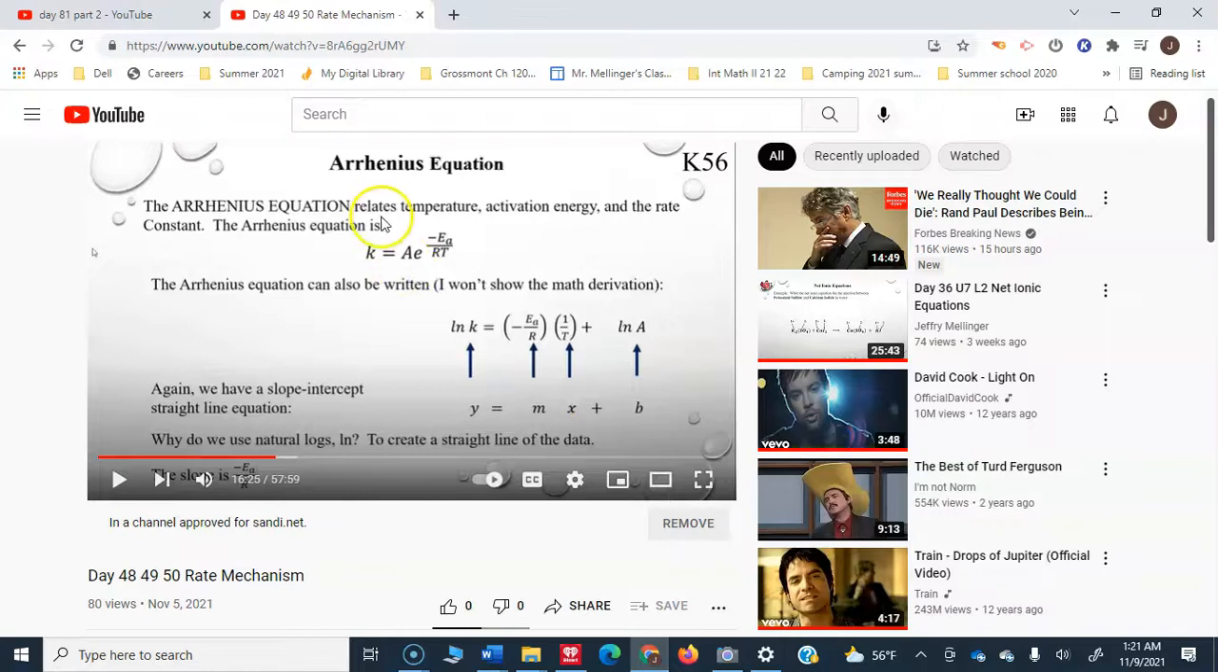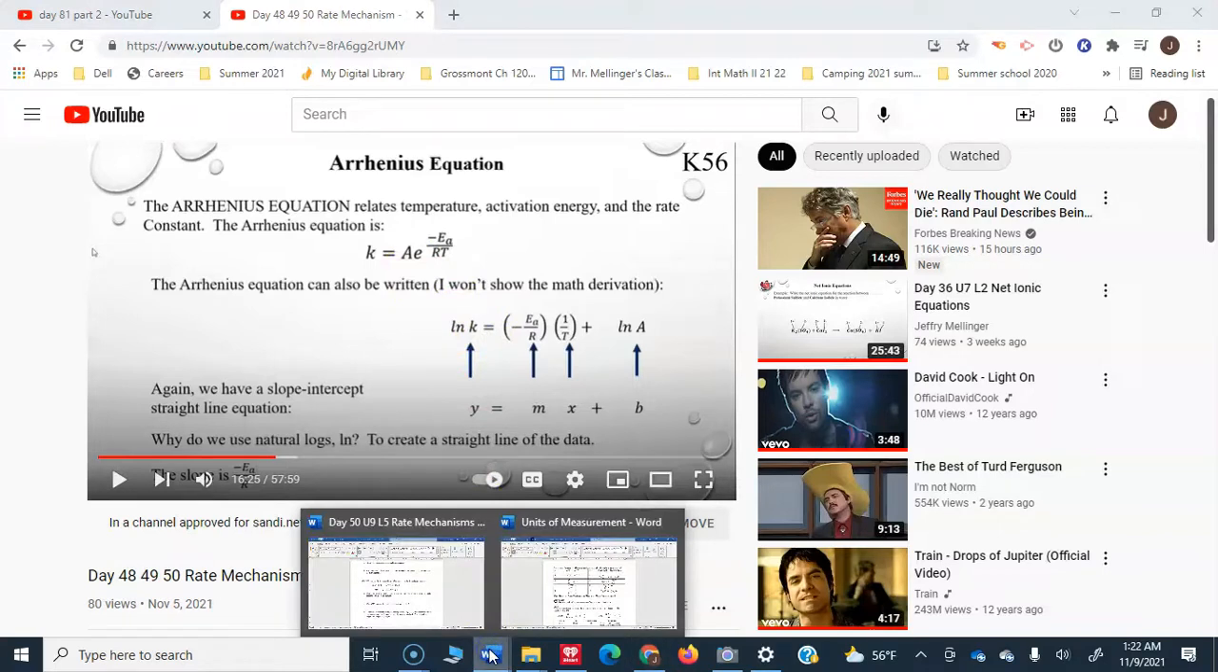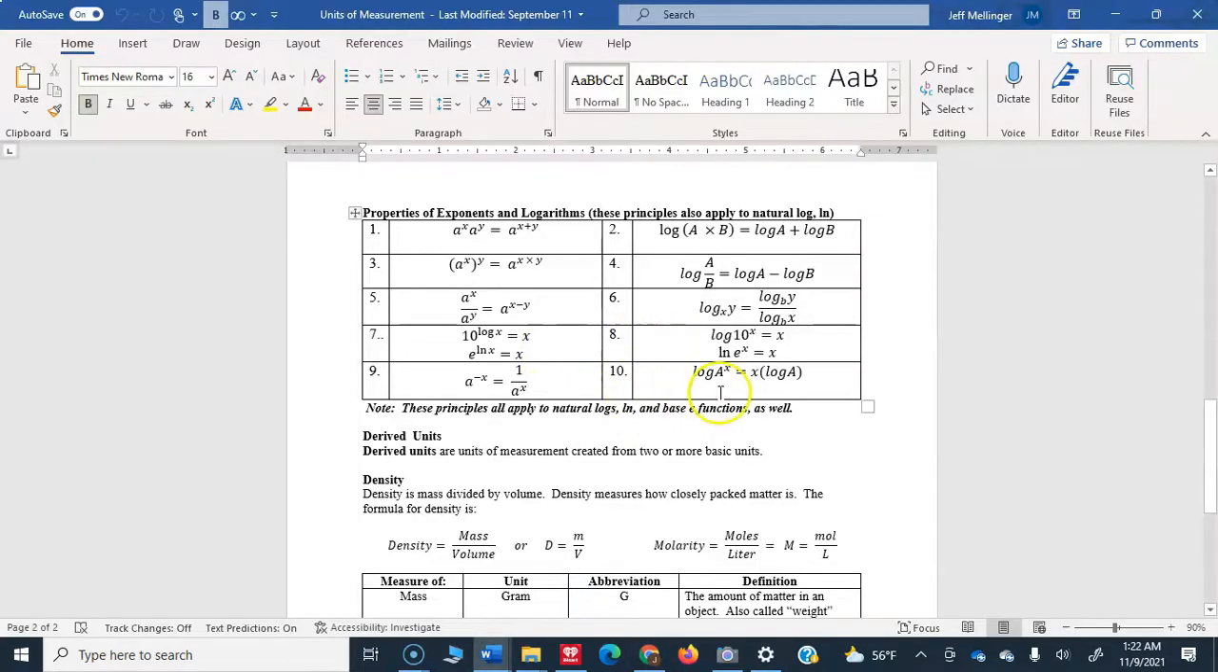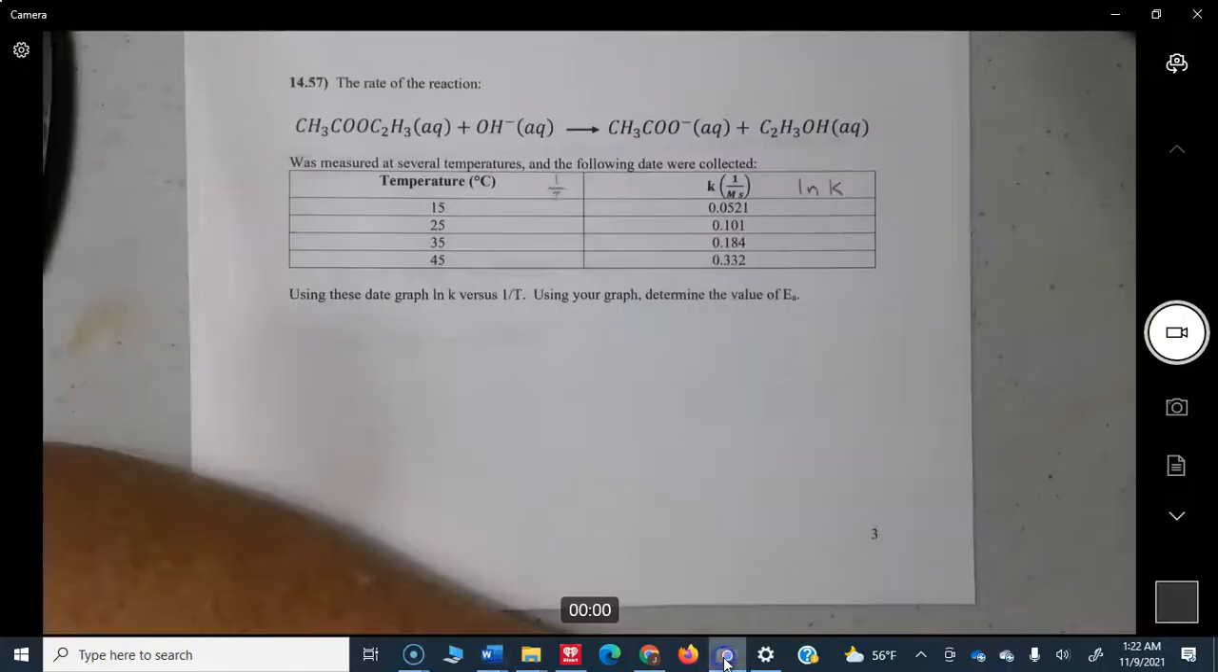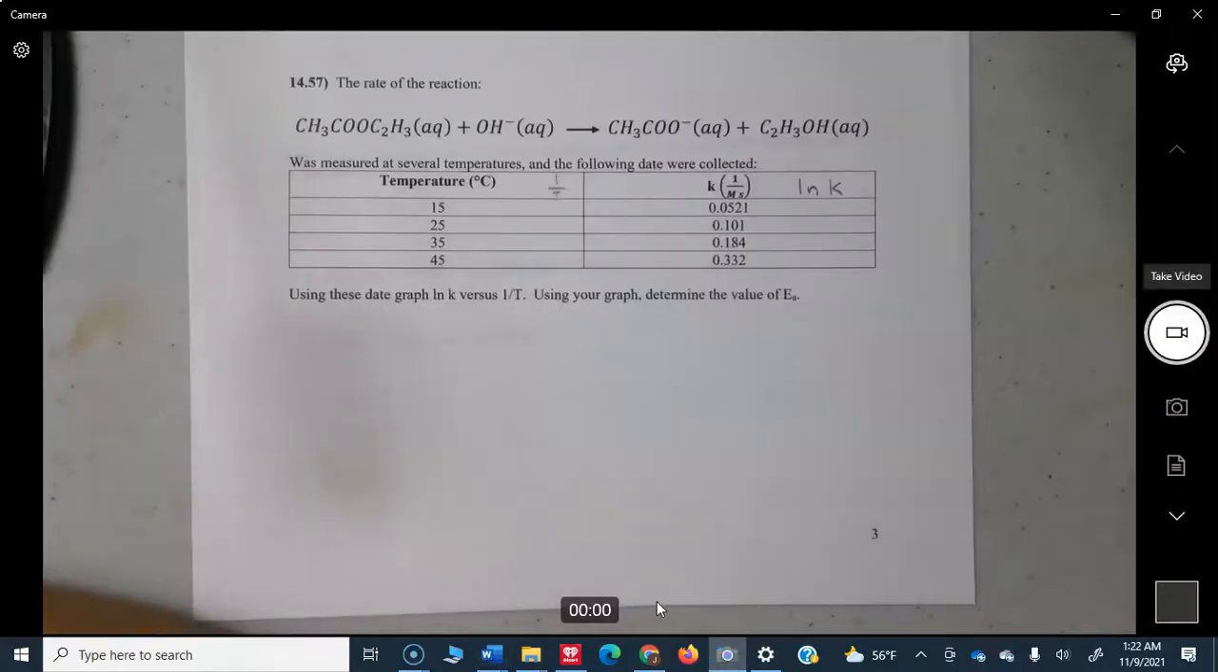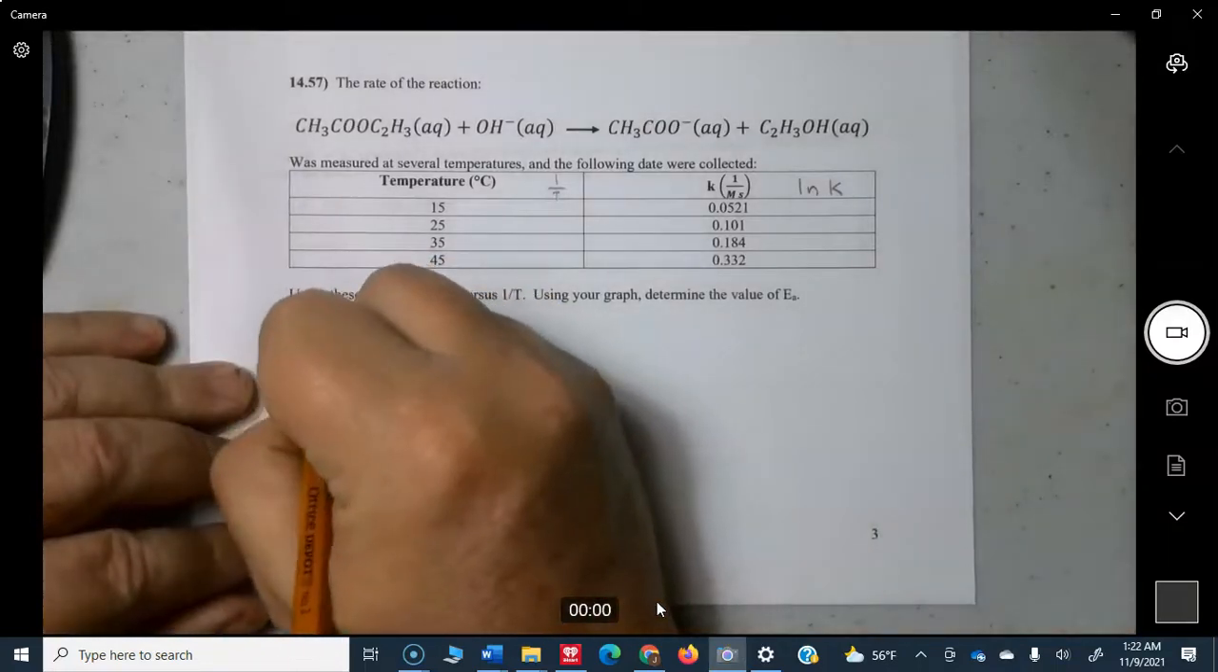Now, how do you get from this equation to this? It's too much information for right now. I'll leave that alone. If you want to see me derive that, get from here to here, you can do it using these principles of logarithms, which are on your units of measurement reference sheet in your packet. Using these principles, you can do it, but I'm not going to do it here. So let's go on back and let's get to the problem. So the first thing I'm going to do is write down that equation, and it looks like this.